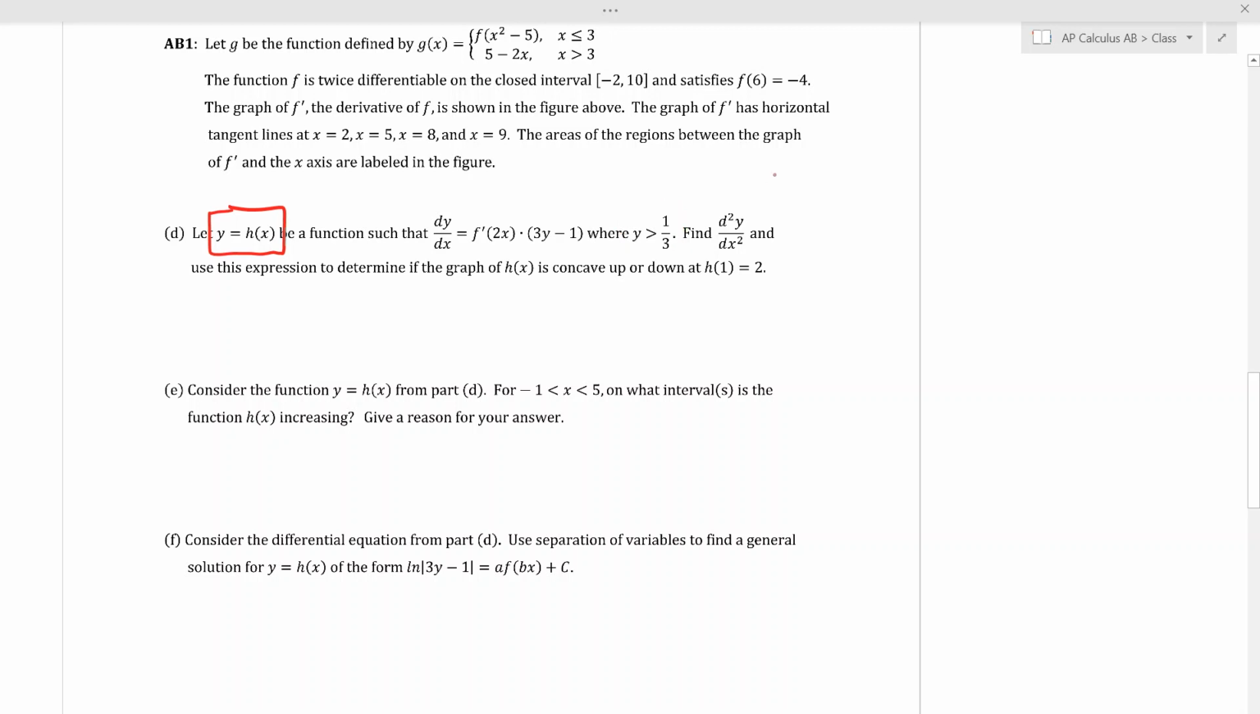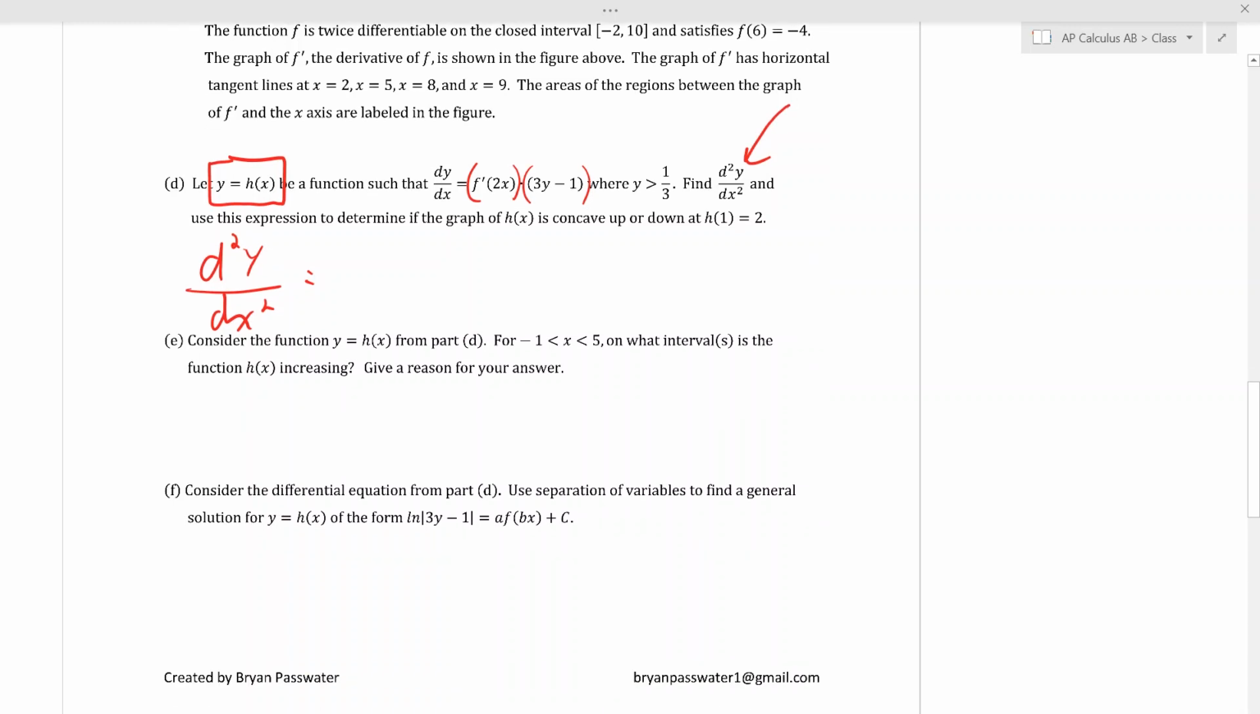The first question, part D, says find the second derivative. So all that is, we're going to use the chain rule, and we have to use the product rule. So the second derivative of this thing, just follow along here. We have two things being multiplied together, this and this. So for the second derivative, derive the first thing, that's f prime of 2x. That's going to be f double prime of 2x times 2. That's the chain rule. The product rule says multiply by the second thing, not the derivative, just the second thing, plus leave the first thing, f prime of 2x, and derive the second.